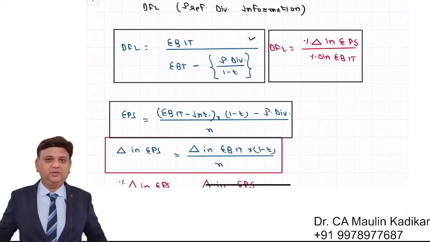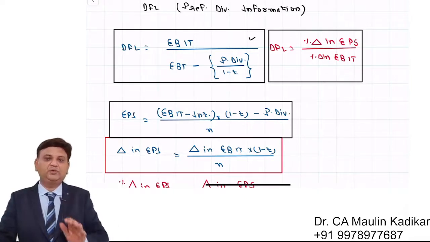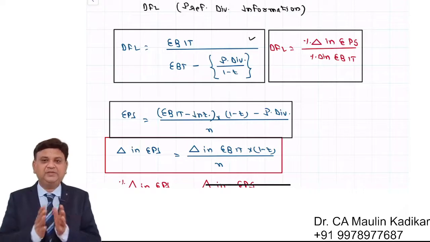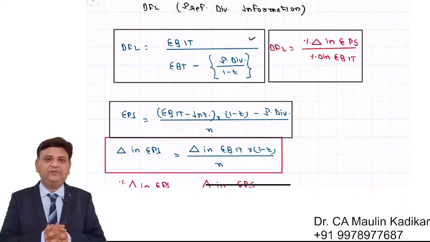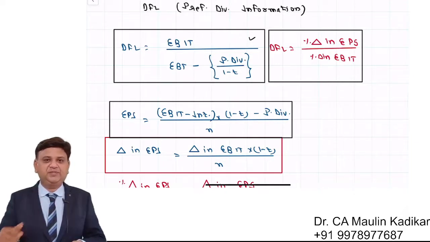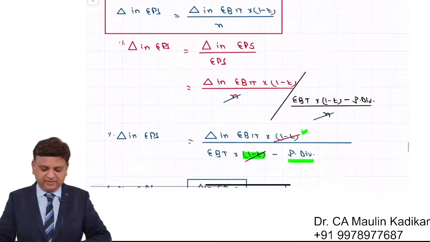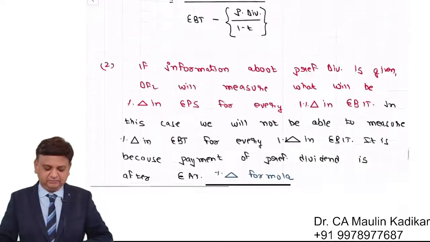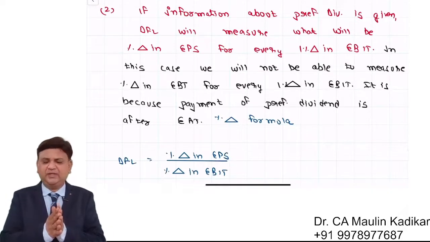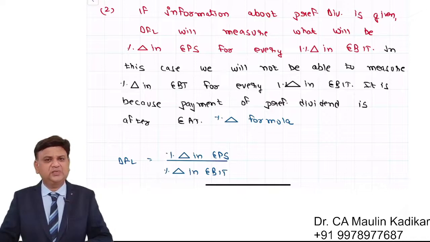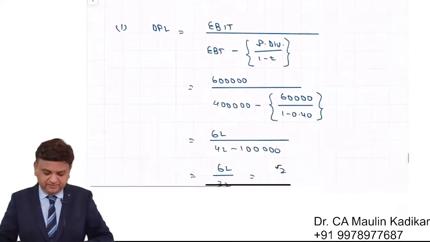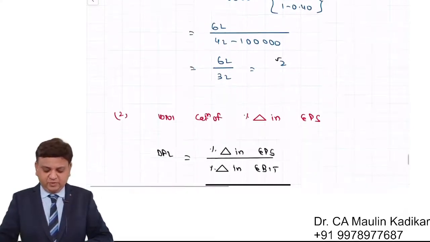So summary of the entire question. Friends, in this question we have been provided with the information in which we are required to compute the DFL, where the preference dividend information is given. So the formula for the DFL will be EBIT upon EBT minus preference dividend divided by 1 minus T, and it is measuring the percentage change in EPS for every 1% change in EBIT. EBIT and EBT relationship cannot be measured. The reason is very simple: the payment of the preference dividend is appropriation of the income. It is not charged against the income, so it is required to be paid from EAT.